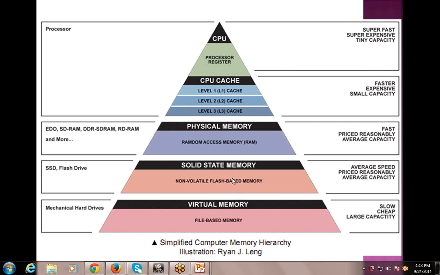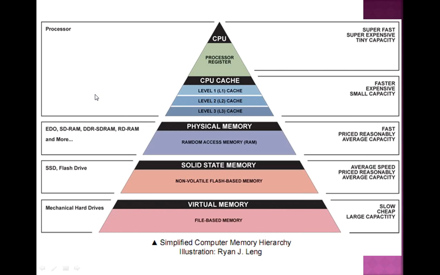Then next is the solid state memory, that is non-volatile memory, that includes SSD, flash drive, average speed, price reasonable, average capacity. Then at last, virtual memory, that is mechanical hard drives, that is slow, cheap and large capacity, that is used for taking the backup. So these are different types of memory. That's why this pyramid is known as the memory hierarchy.